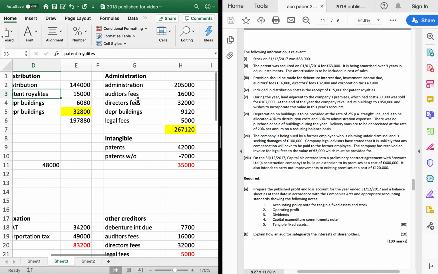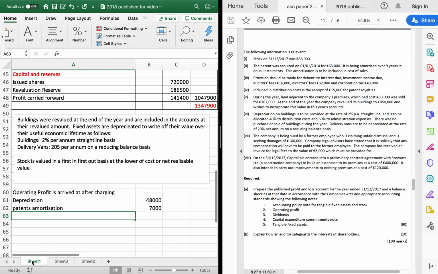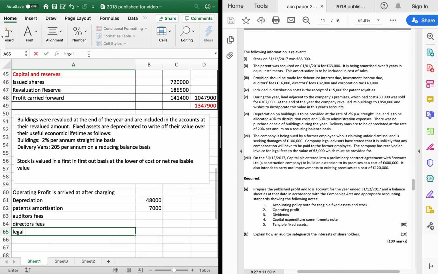Your other admin ones do auditors, directors, and legal fees. So auditors' fees, directors' fees, and legal fees. So 16, 22, and 32, and legal fees for 5,000.